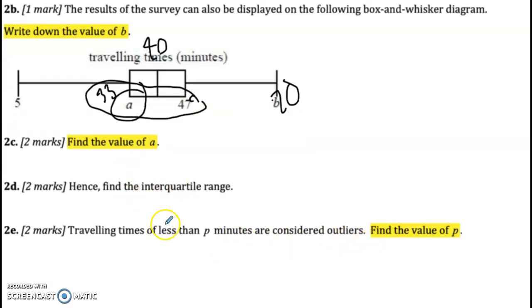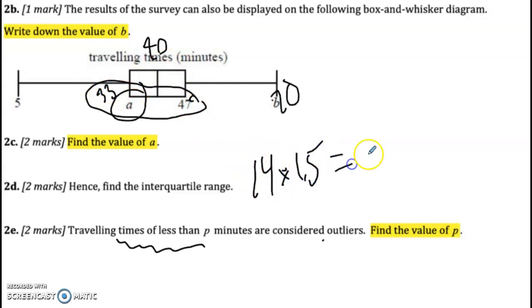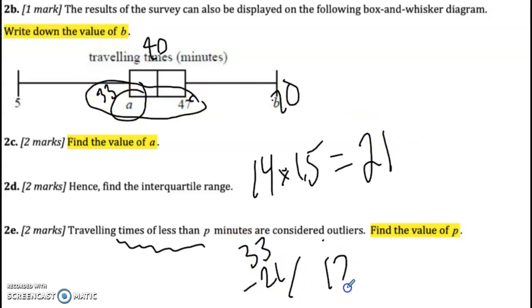And then the value of P, they want traveling less than P to be an outlier. So I'm only interested in over here, what's less than this to be an outlier. So you would take your IQR, which was 14, 47 minus 33, times 1.5. That equals 21. And I would take that 21 away from this. So I would do 33 minus 21 would be 12 minutes. So anything less than 12 minutes was an outlier. So this guy was an outlier.